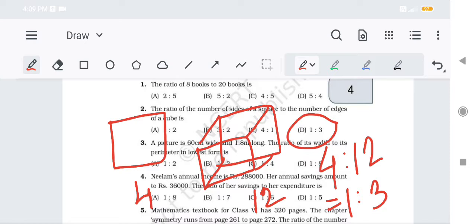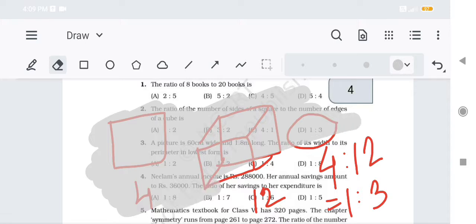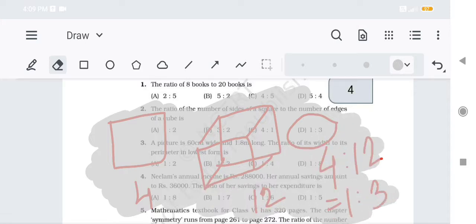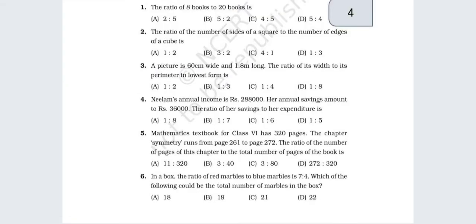Okay, so for finding this you need to know the number of sides of a square and the number of edges of a cube. If you know the shapes properly, then finding the number of sides or edges, nothing will be very tough for you. Okay, so let's come to the next sum. Now in the next sum it is written a picture is 60 cm wide and 1.8 meter long. The ratio of its width to its perimeter in lowest form.